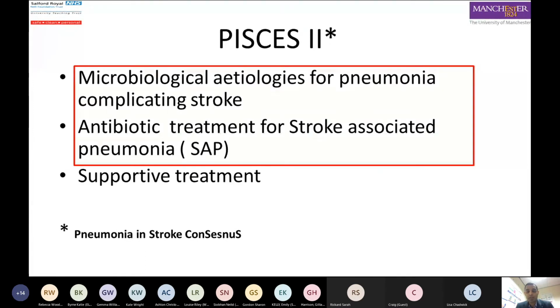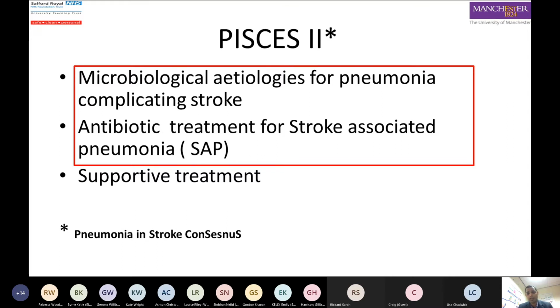So Craig talked about the consensus meeting which happened 5 years ago on the diagnosis, and we held a similar one 3 years ago, looking at how we would address the topic of treating stroke-associated pneumonia. And again, this was a consensus meeting using a modified Delphi approach. It involved a group of infectious disease specialists, microbiologists, stroke physicians, statisticians.